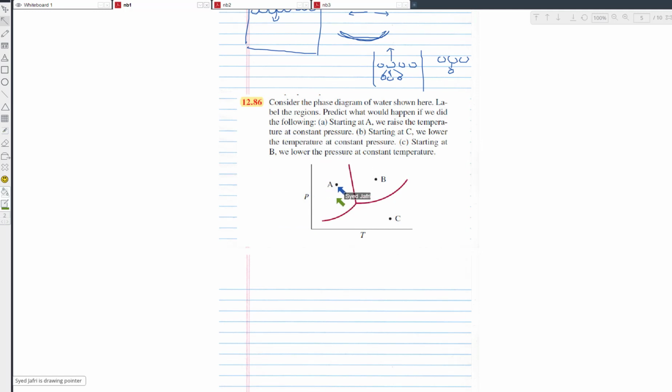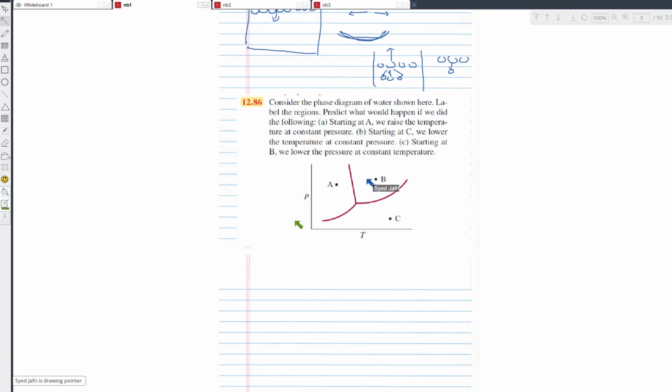You are starting at point A. You raise the temperature but do not change the pressure. Right now you have only solid, no liquid, no gas. When you increase the temperature, you are moving to the right without changing the pressure. You will reach the line, and at the line you have solid and gas, both. If you further increase the temperature, it will cross the line and enter the gas region. It is converting into gas, starting from point A.